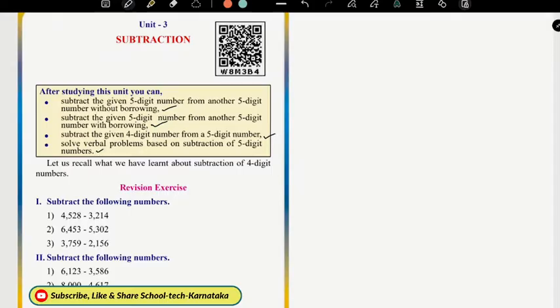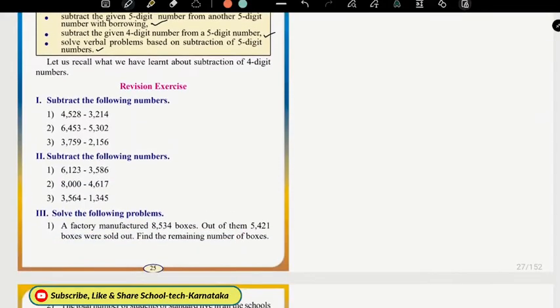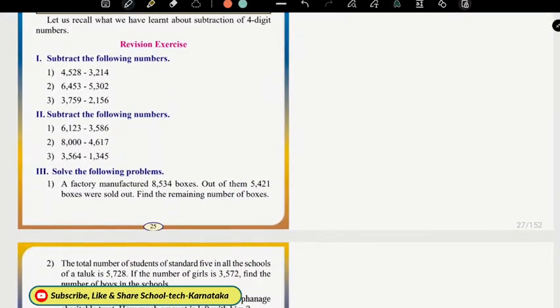The revision exercise is about subtraction of 4-digit numbers. This is what you have already learned in your previous class, that is in 4th standard. And this is just a recap about subtraction of 4-digit numbers. So let's start with our revision exercise. What do we have in our first exercise? Subtract the following numbers. They have given 4-digit numbers and we need to subtract them.